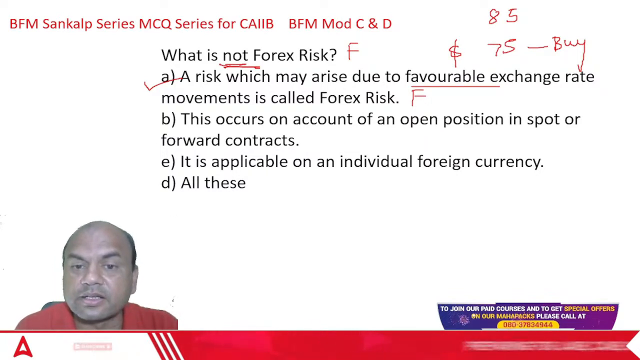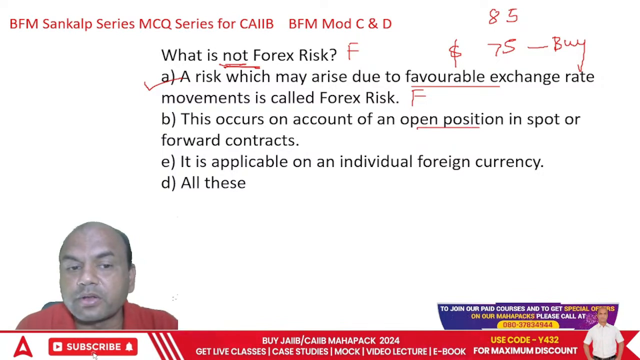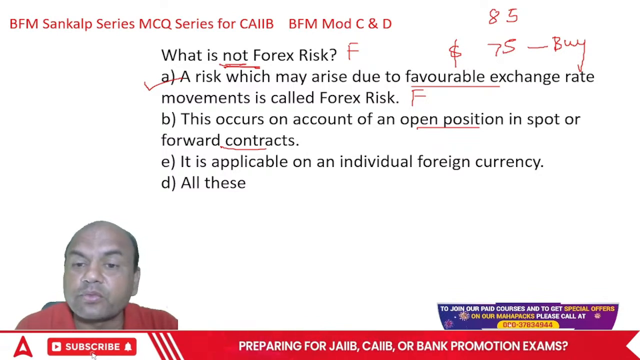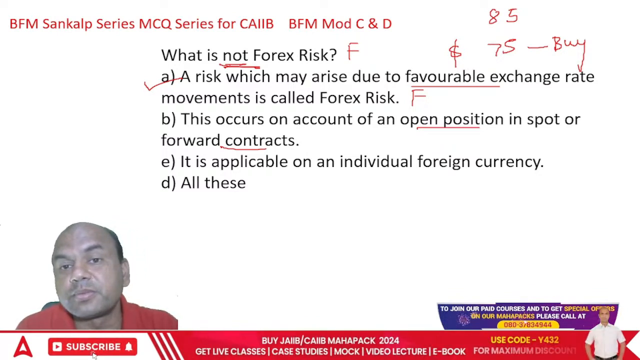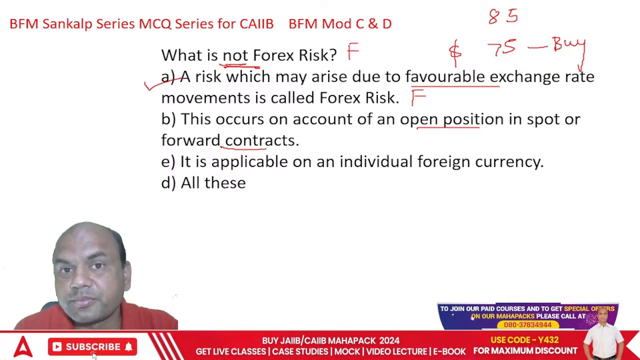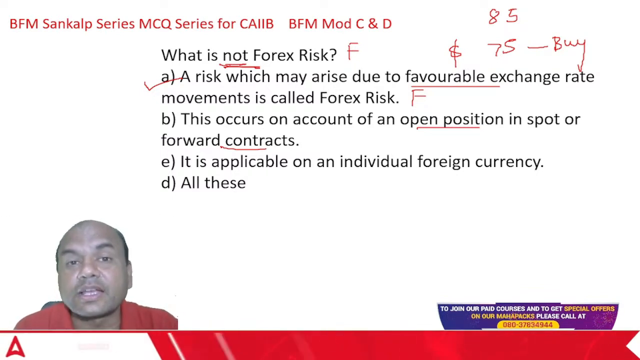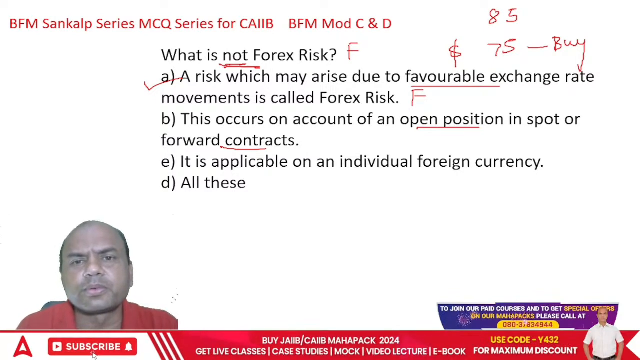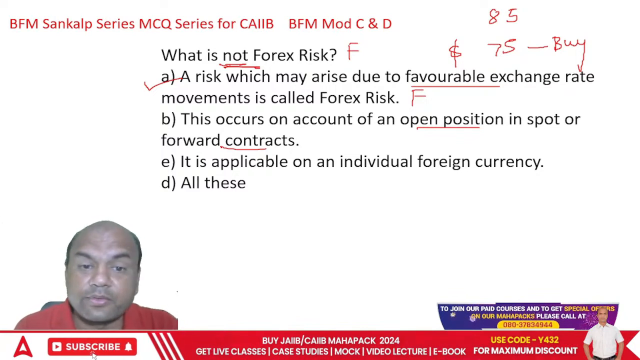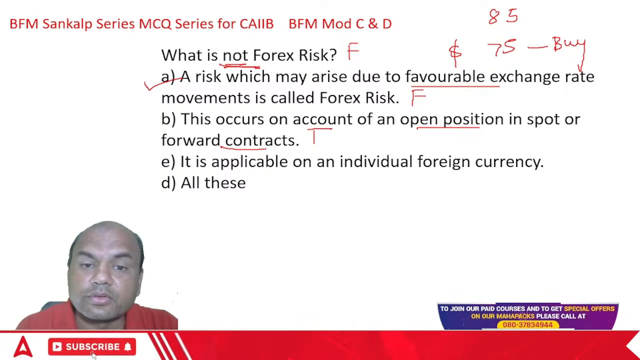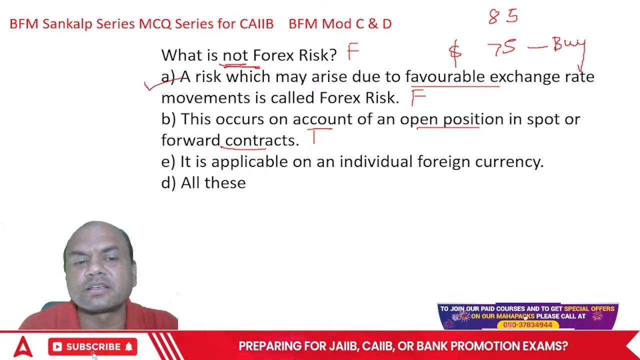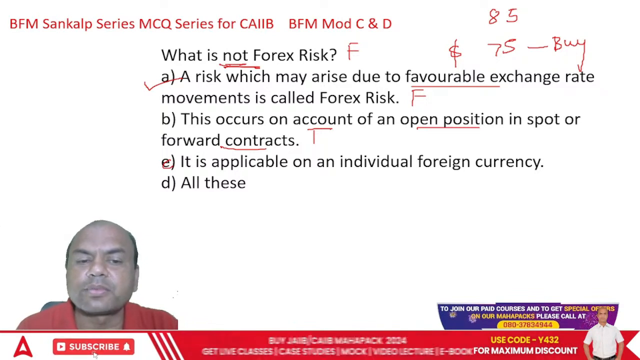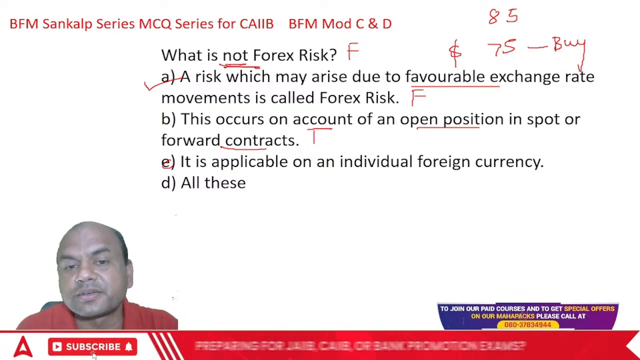This forex risk occurs on account of open position in spot or forward contracts. Open position means what? Day end position. Open cash or day end cash, what we say. In our bank we have the same logic, day end position. So this will definitely arise because of this. So this is true. So obviously now don't even check this third answer. In the exam, don't check it because you know this is true. So all of them can't be the answer. So A is the answer.